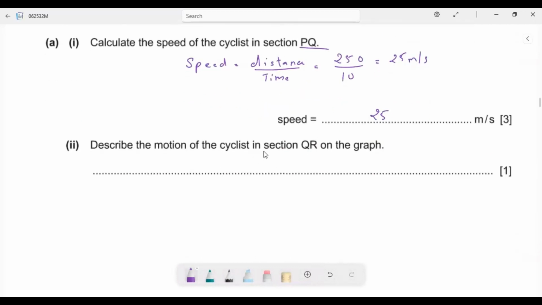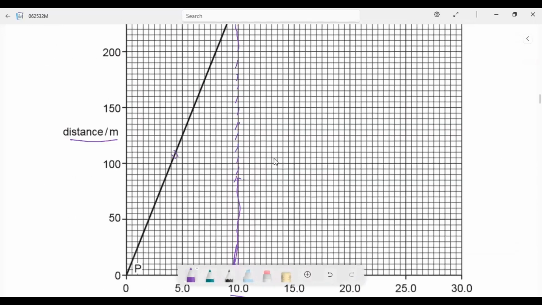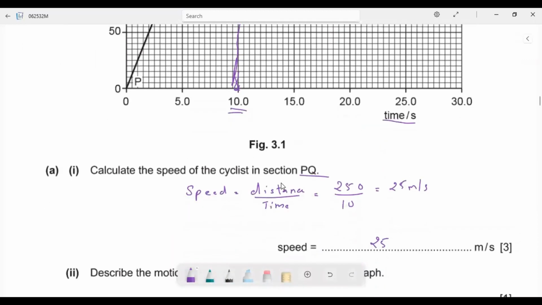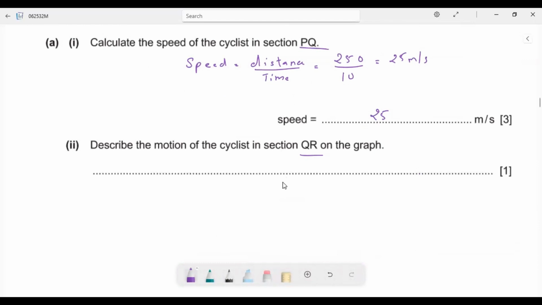Describe the motion of the cyclist in the section QR. There is no change. It is just 250 only. No distance is being covered. So the person will be at rest or stationary. So your cyclist is at rest. There is no change in distance at QR.